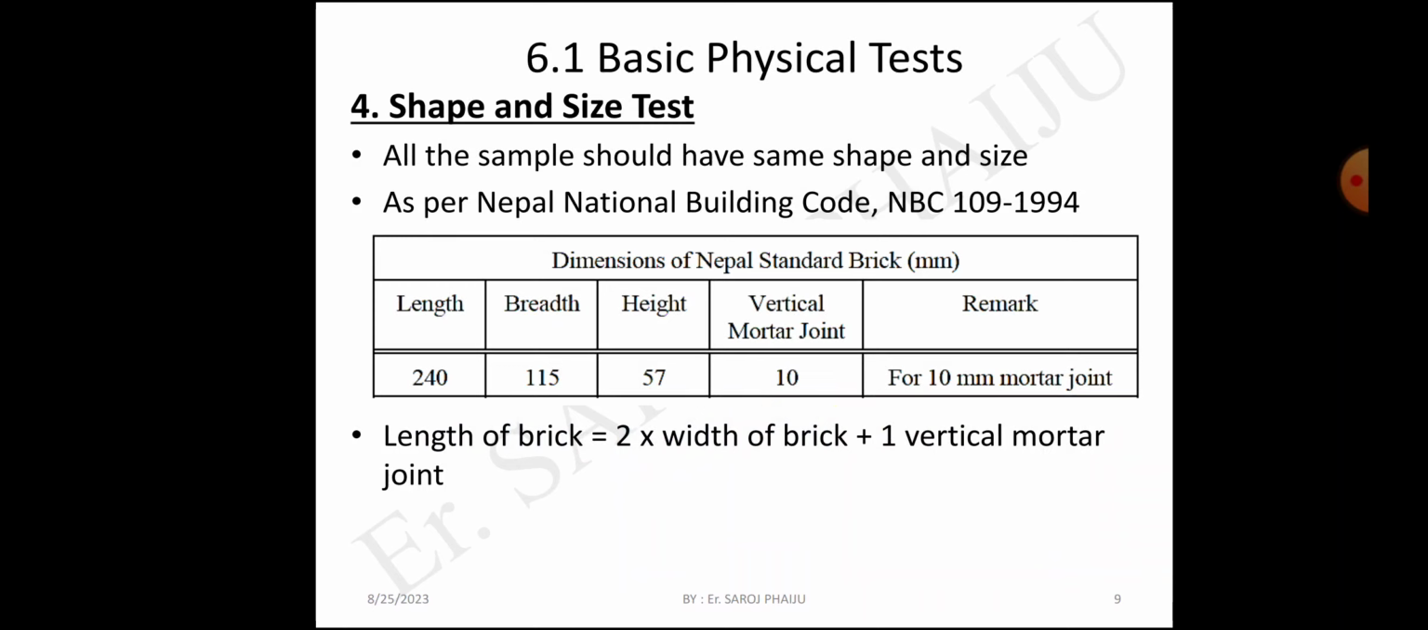Shape and size test. All the samples should have the same shape and size. As per Nepal National Building Code NBC 109:1994, dimensions of Nepal standard brick in mm: length 240, breadth 115, height 57, with 10 mm mortar joint. Remark for 10 mm mortar joint: length of brick = 2 x width of brick plus 1 mortar joint.